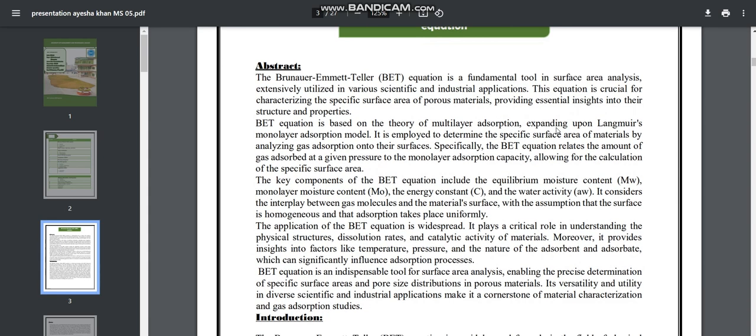The BET equation assumes a uniform surface, considering the interactions between gas molecules and the material. Its broad application extends to understanding material properties like dissolution rates, catalytic activity, and the impact of temperature and the nature of adsorbents and adsorbate on the adsorption process. Overall, the BET is indispensable for precise surface area analysis and plays a crucial role in material characterization and gas adsorption studies.